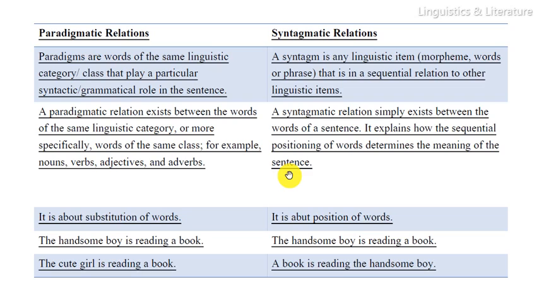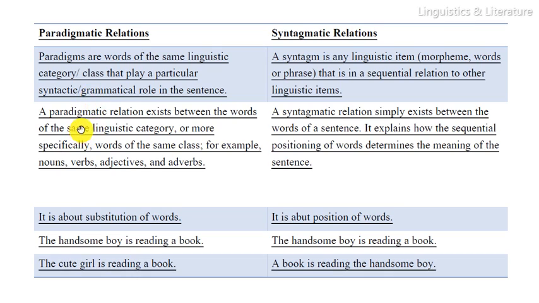Okay, let us clearly differentiate between paradigmatic relations and syntagmatic relations. Paradigms are words of the same linguistic category or class that play a particular syntactic or grammatical role in the sentence. On the other hand, a syntagm is any linguistic item, morpheme, word, or phrase that is in a sequential relation to other linguistic items or words.